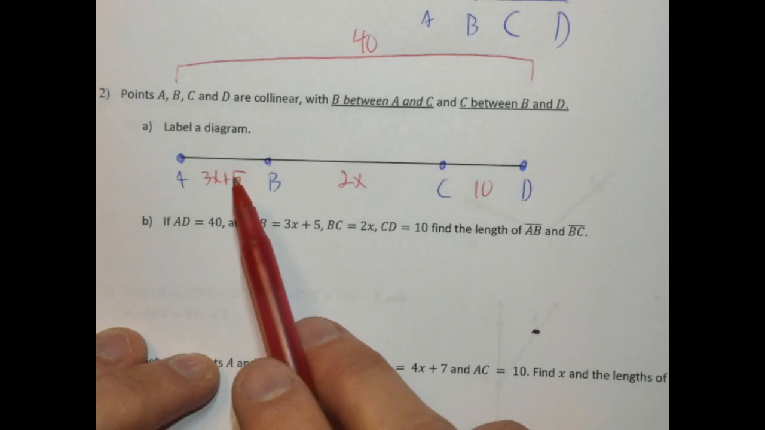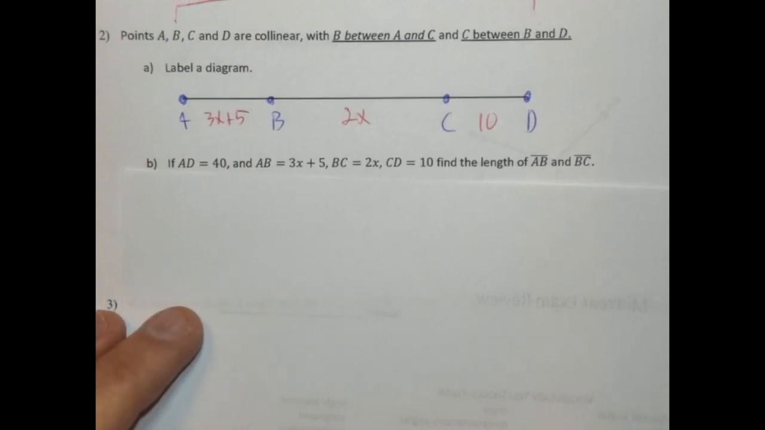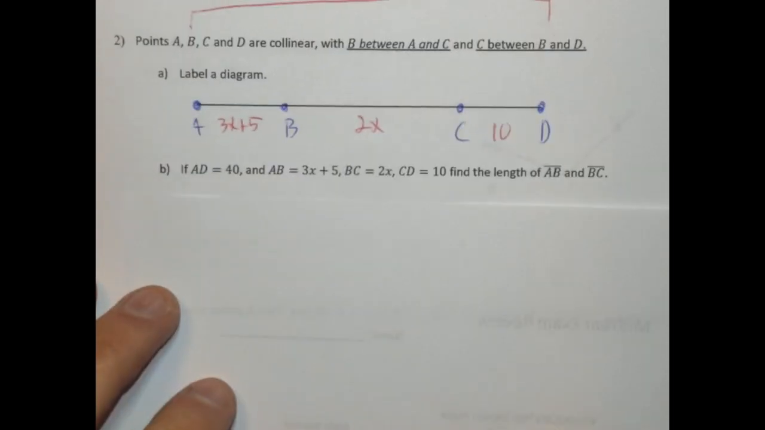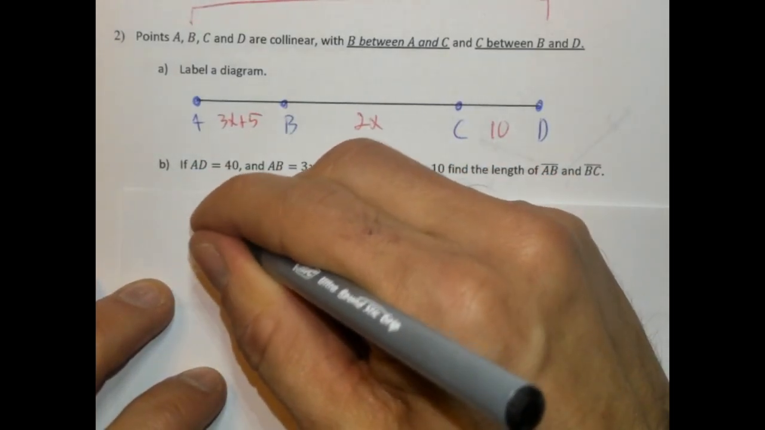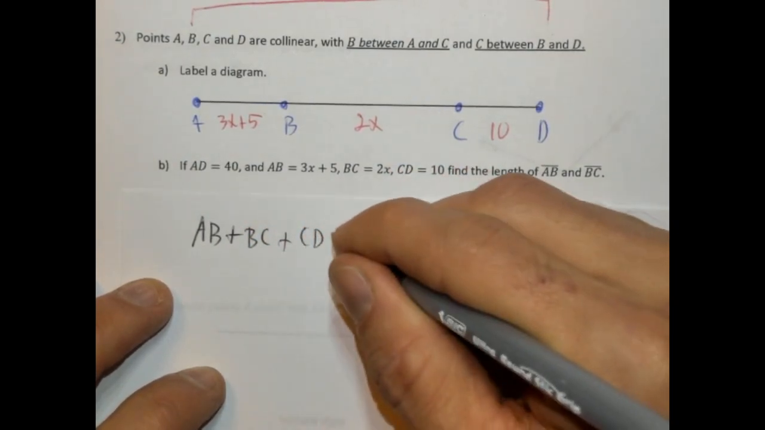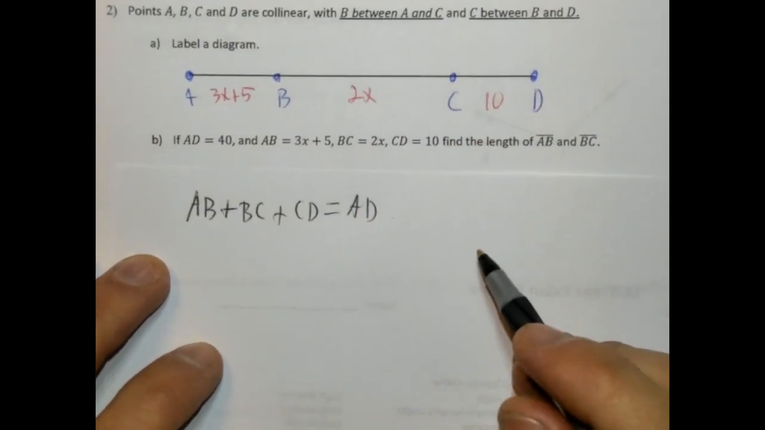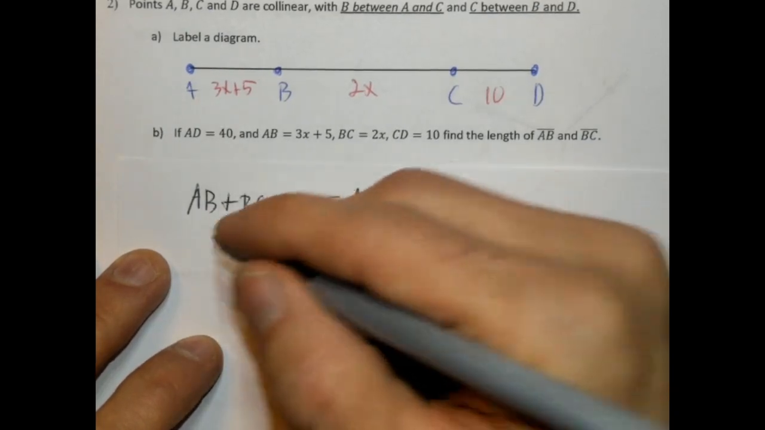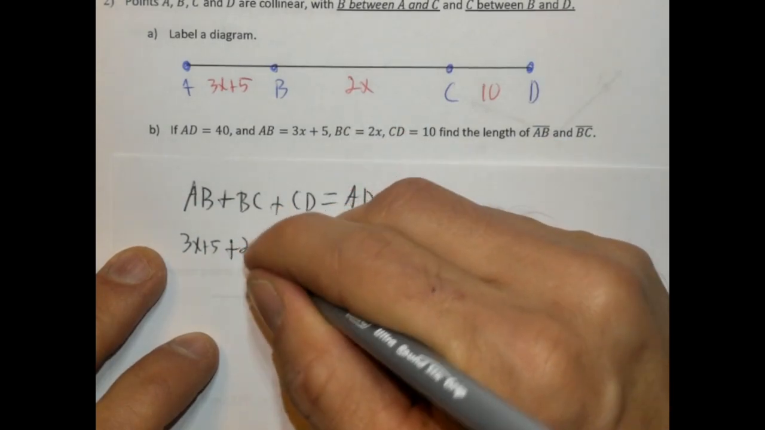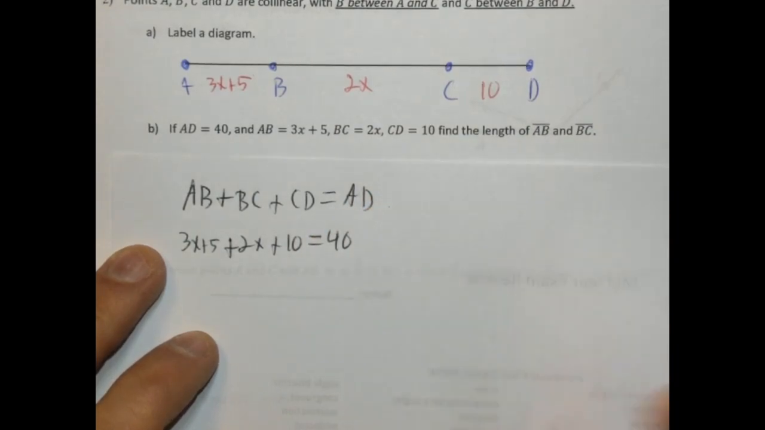Using the segment addition postulate, there's a few things we can conclude here. So we know that the distance from A to B plus the distance from B to C plus the distance from C to D will be equal to the distance from A to D. So we know this plus this equals the whole thing, right? So we're just going to plug these in here. AB is 3x plus 5, BC is 2x, and CD is 10. And the whole thing is 40. So we're going to set up an algebraic equation, and we're just going to solve that.